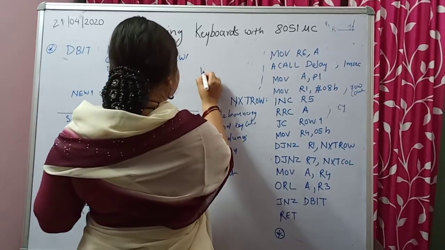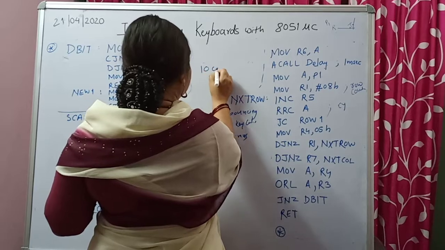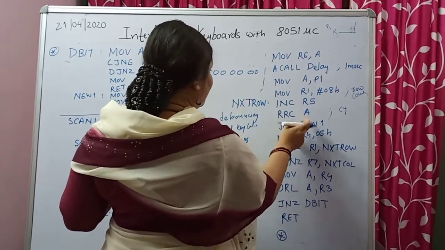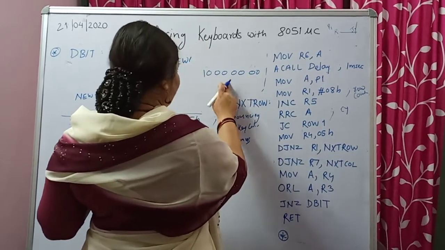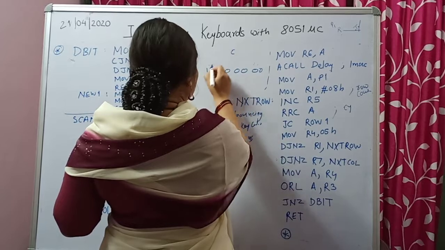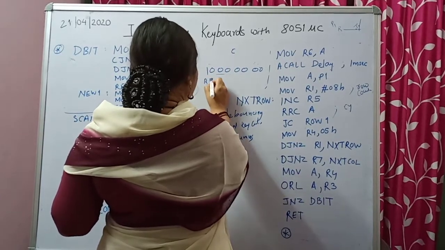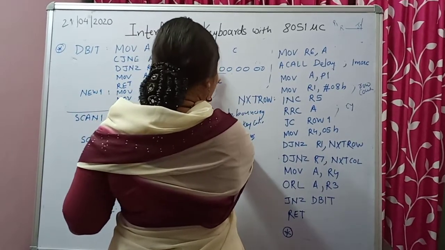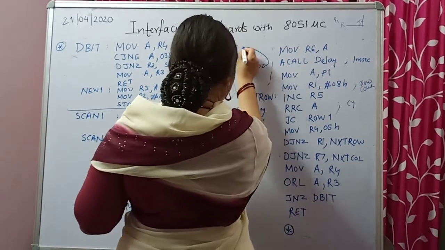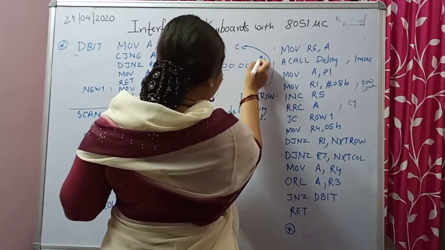Suppose this is your initial status. We are just taking an example. This is not the code which we have got. But suppose your status is this, and let's say this is carry. So when we do RRC, what happens? RRC means rotate right. So this will be rotated right, but where will this bit go? This bit will go into carry.